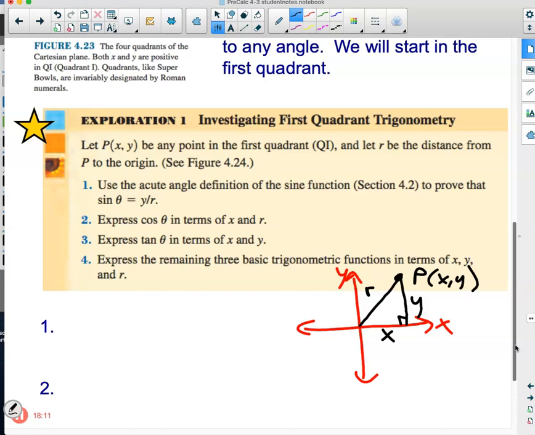Now, it says number 1 is use the acute angle definition of the sine function to prove that the sine of theta is y over r. Well, here's theta. This is our central angle. If I can get my blue marker to turn on. There it goes. Right there. There's theta. And sine of theta, SOHCAHTOA again, is opposite over hypotenuse. So if we look at our little triangle over there, it just makes perfect sense that it would be y over r.